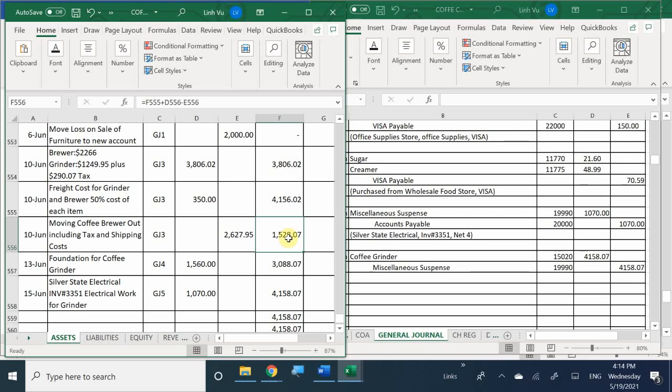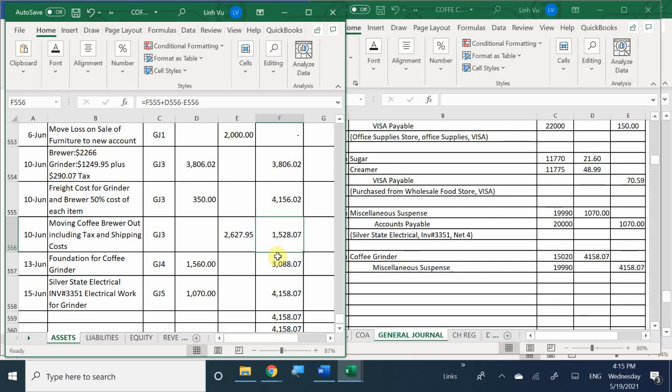Okay, now hold it. I do not have that figure. Oh, wait, okay. I see moving brewer out, including tax and shipping. I see that for the 1528.07. That's the remainder for the grinder, which already is calculated with the tax and the shipping because I already added it from the very beginning.